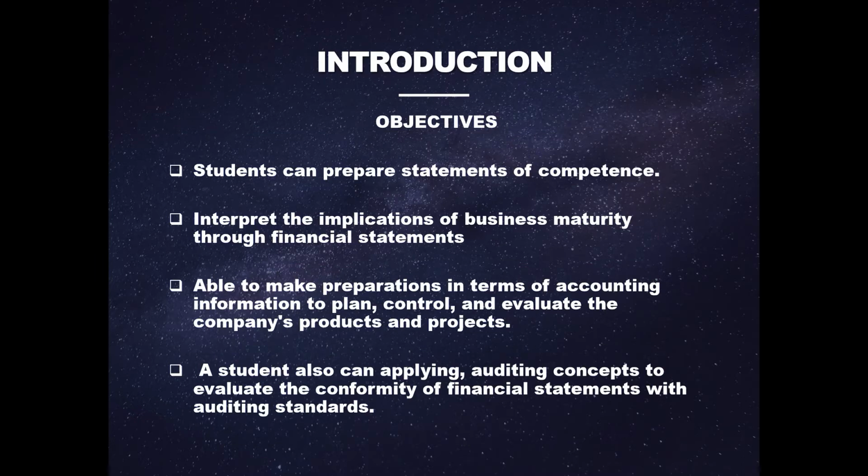We'll present about our assignment case study 3. We're going to start with the introduction. Firstly, students can prepare statements of competence. Second, interpret the implication of business maturity through financial statements. Third, be able to prepare accounting information to plan, control and evaluate the company's products and projects. And last but not least, a student can also apply auditing concepts to evaluate the conformity of financial statements with auditing standards. That's all.